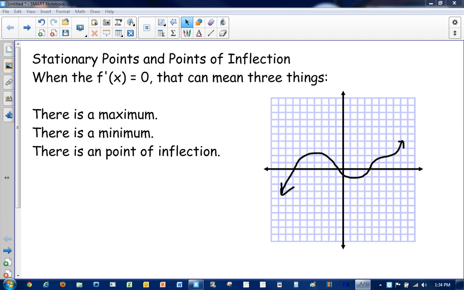All right, moving on in chapter 21, we are talking about stationary points and points of inflection. Now, a stationary point is defined as any point where the first derivative, or f prime of x, equals 0. And it's called that because the first derivative tells you how fast you're moving, what your velocity is. So if the first derivative is 0, that means your velocity is 0. So no matter where you are, it means that for that moment you're not moving.